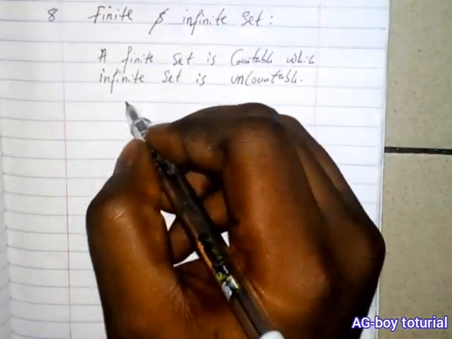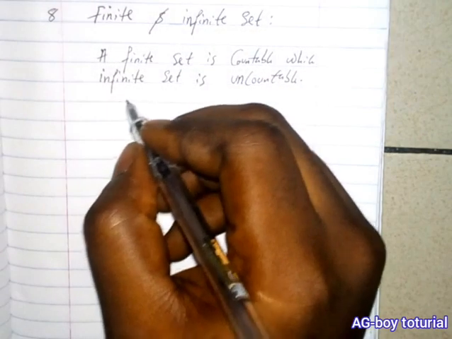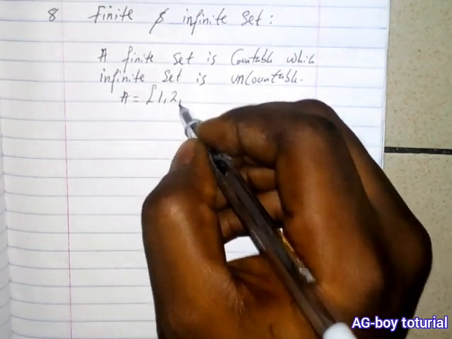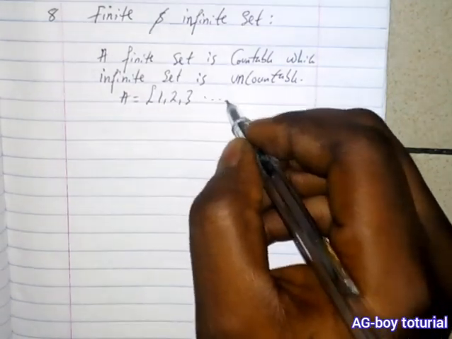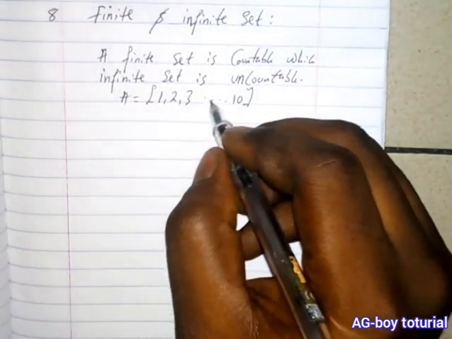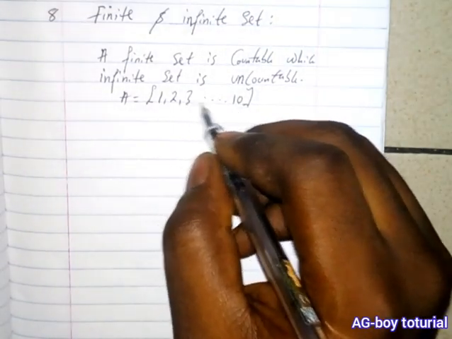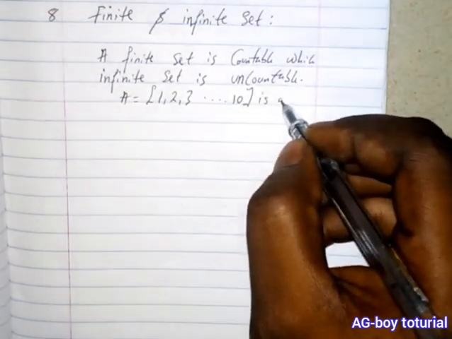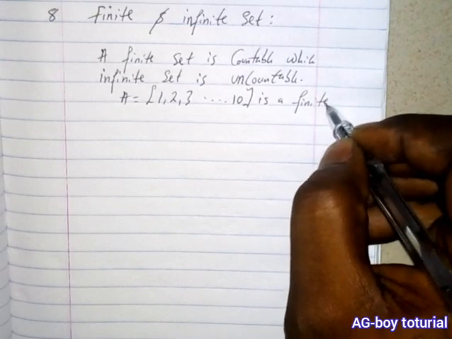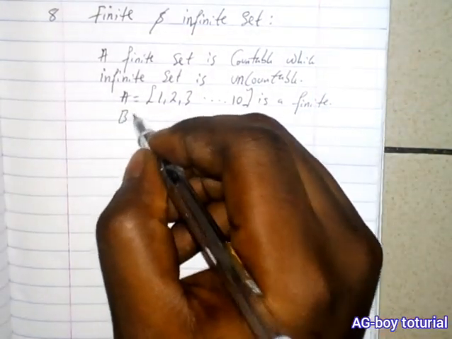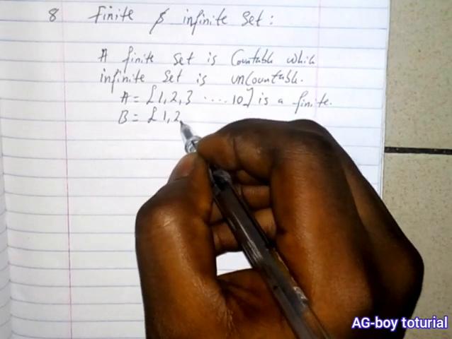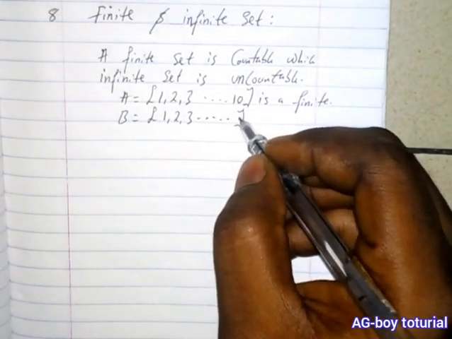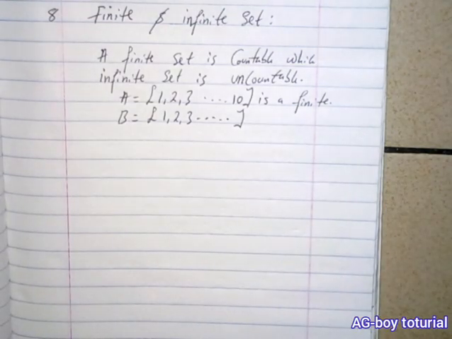Now let's see how finite and infinite sets look like. We have 1, 2, 3, and so on, till 10. So this is numbers from 1, 2, 3 to 10. So it's countable, it is finite. For B, we have 1, 2, 3, and the dash continues without any number down here, which means it's infinite.